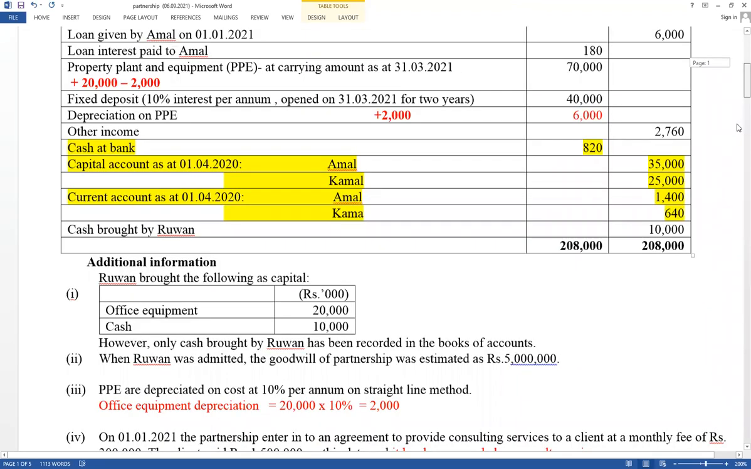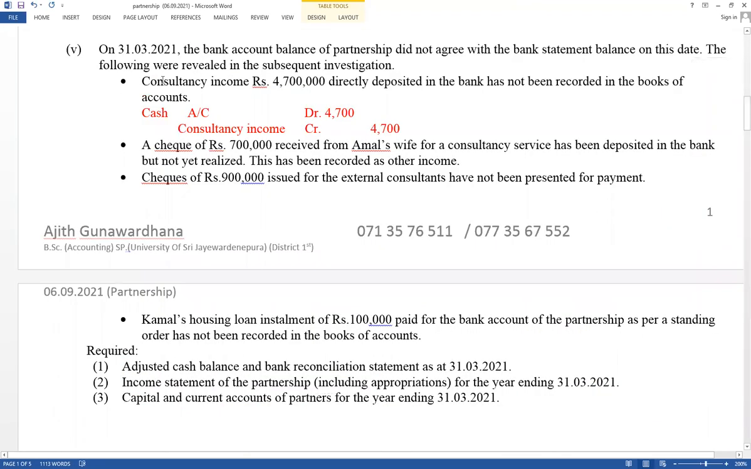Think next one, additional 5 we have been discussing, relevant for the bank reconciliation part. In the second part, it has given checks: 700,000 received from Amal's wife for consultancy service has been deposited in the bank but not yet realized. This is the unrealized checks. Unrealized checks should be recorded in the statement of bank reconciliation, and this has been recorded under other income.